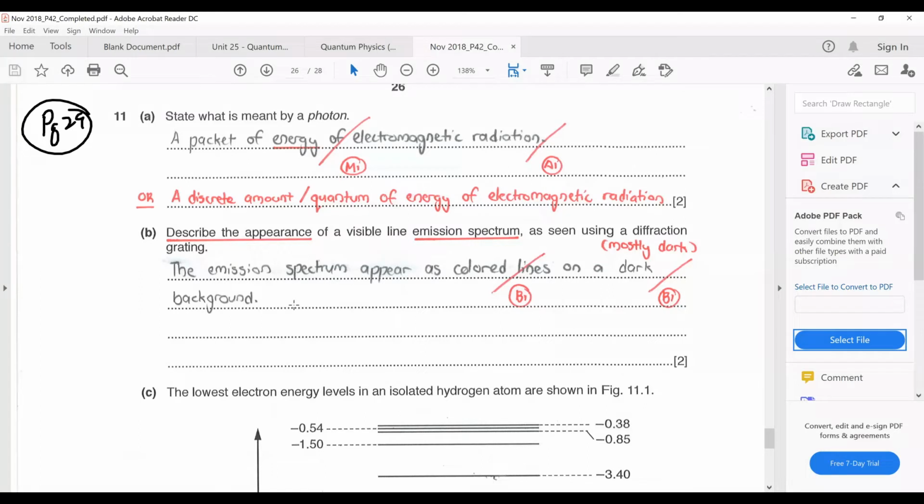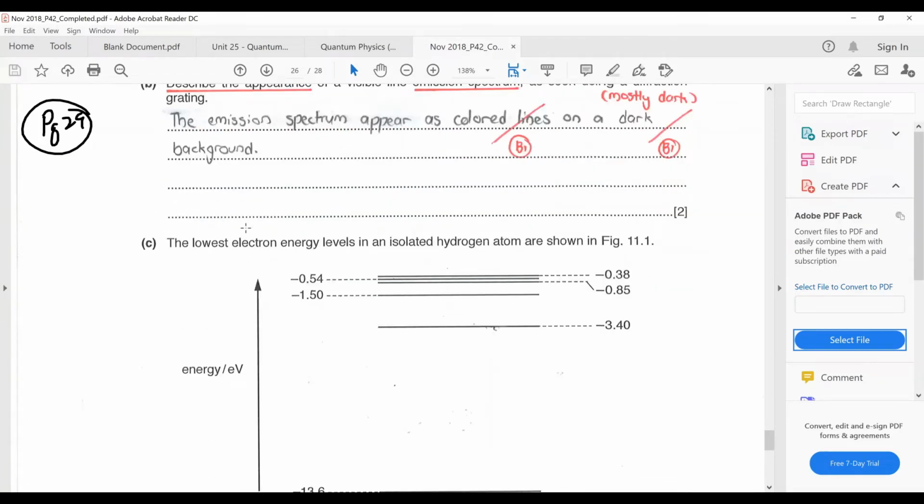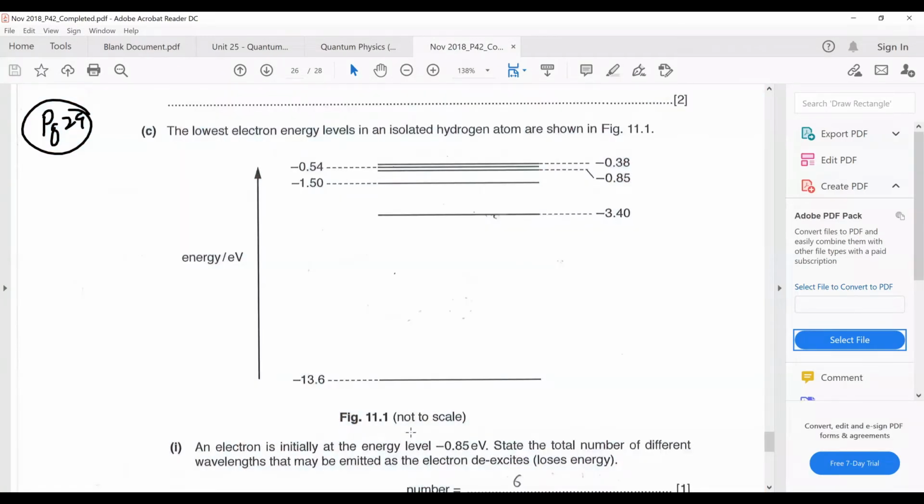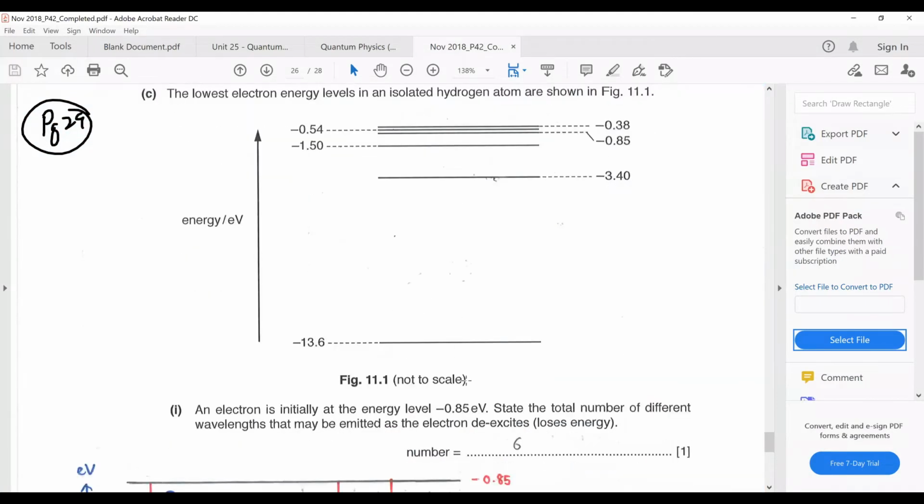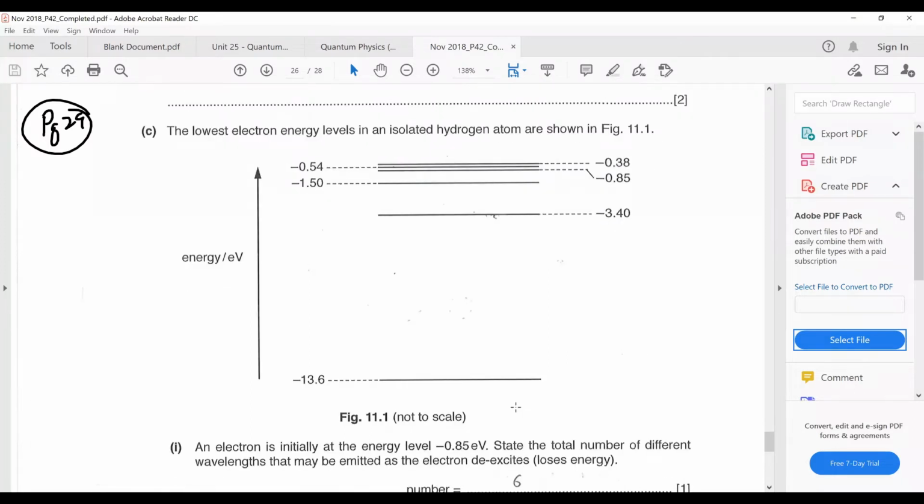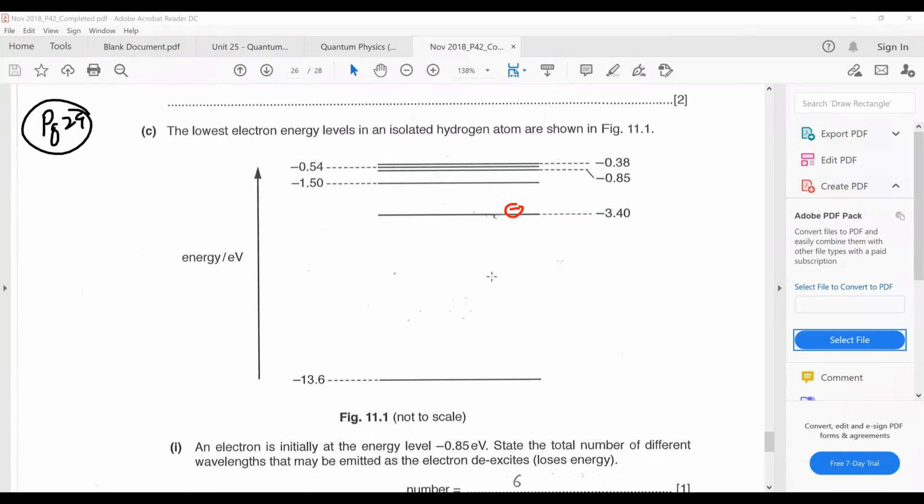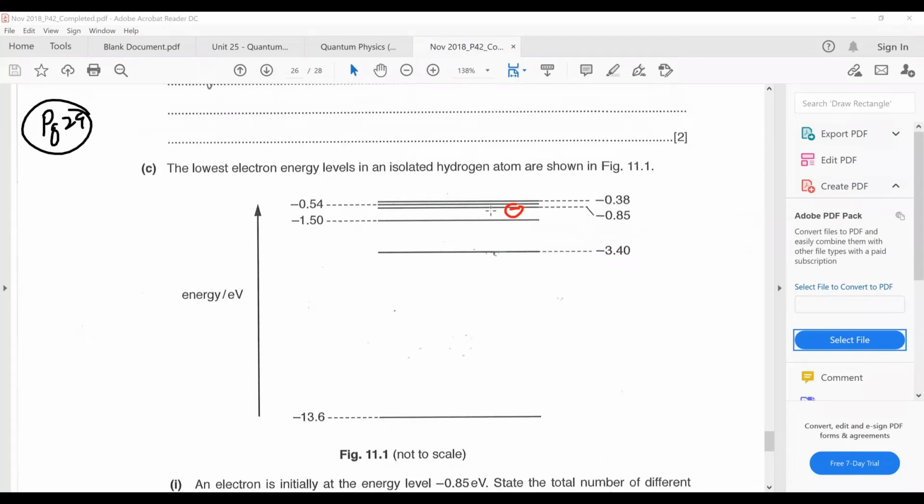Now, then you look at part C. Right, so I think this one is fine. If you look at part C, the lowest electron energy levels in an isolated hydrogen atom are shown in this figure. This is the electron energy levels of the electrons in an isolated hydrogen atom. An electron is initially at energy level negative 0.85 eV. State the total number of different wavelengths that may be emitted as the electron de-excites. You now have an electron at the negative 0.85 line. So they're asking you what's the total number of different wavelengths that may be emitted as the electron de-excites or loses energy.